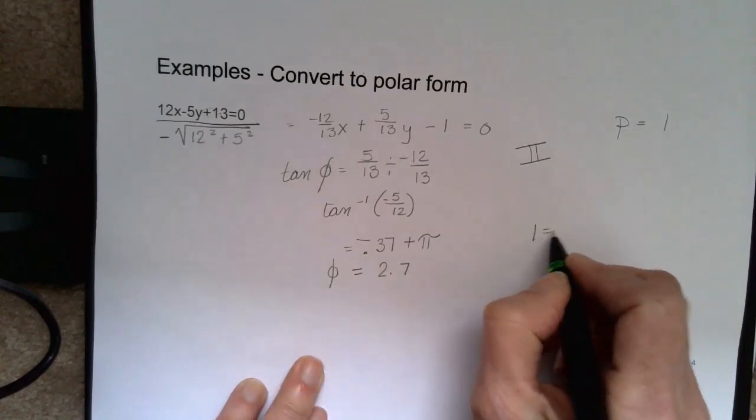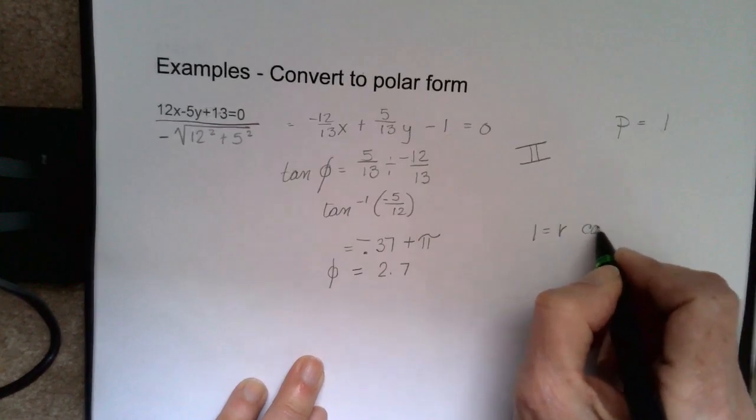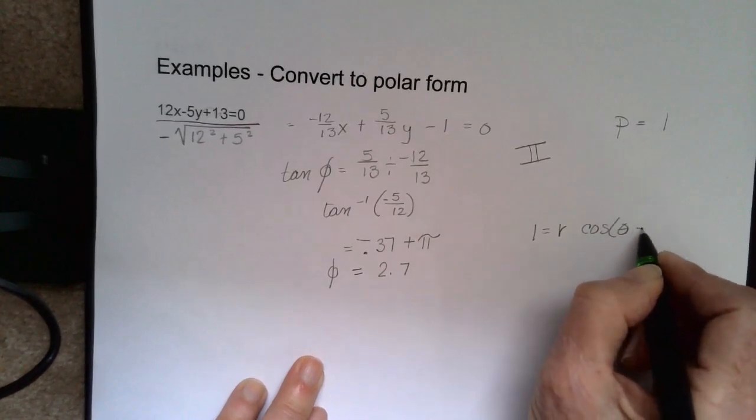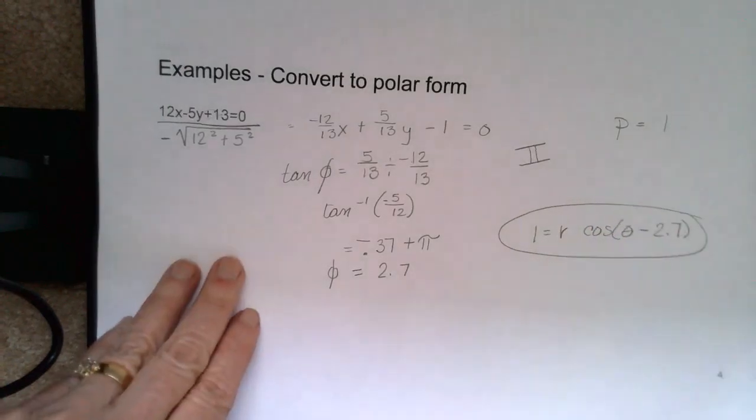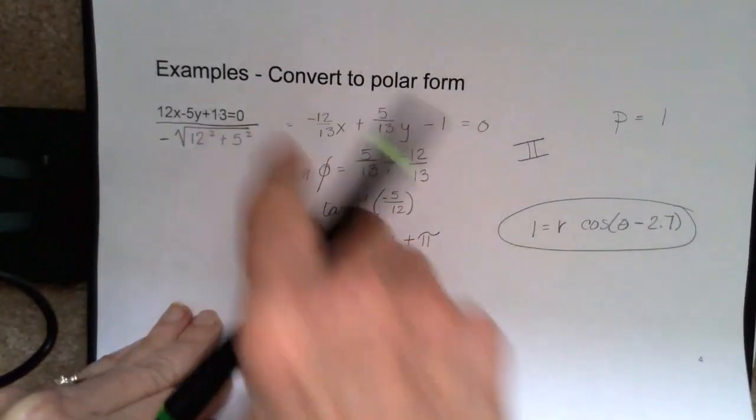So I have 1 equals r times the cosine of theta minus 2.7. Okay, so that's going to be your polar form of that equation. Let's do one more.